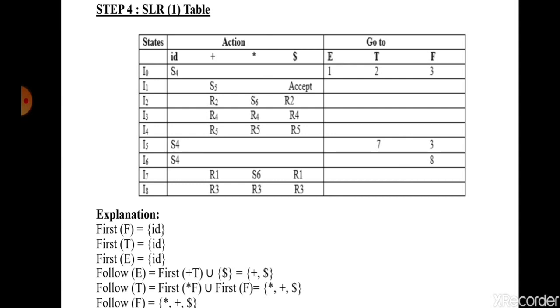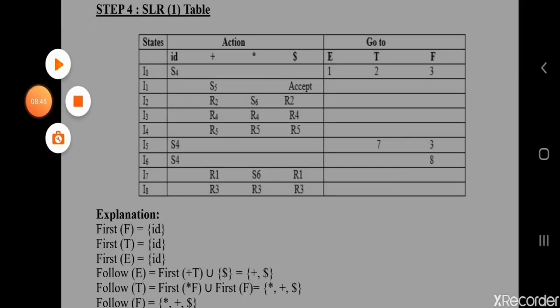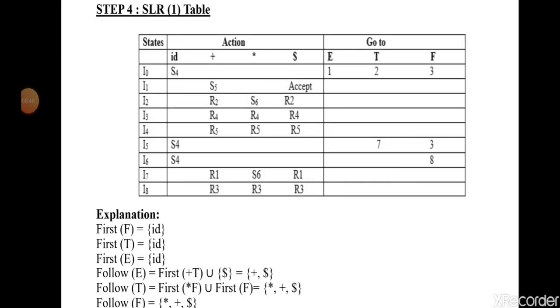Now how do we write the reduce operation? We write the reduce operation by applying the follow value. So for writing the reduce operation, we find the follow values for all non-terminals: E, T, F. Follow of E is plus, dollar. Follow of T is star, plus, dollar. Follow of F is star, plus, dollar. From this, we can easily write the reduce action for the states I0 to I8.